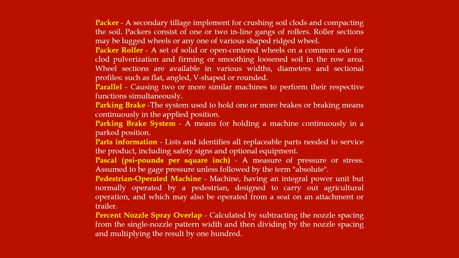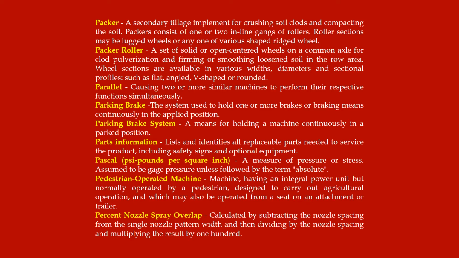Parking brake: the system used to hold one or more brakes or braking means continuously in the applied position. Parking brake system: a means for holding a machine continuously in a parked position. Parts information: lists and identifies all replaceable parts needed to service the product, including safety signs and optional equipment.